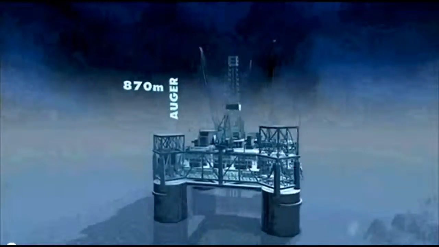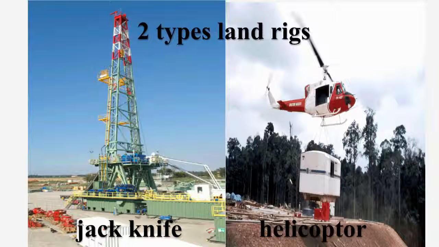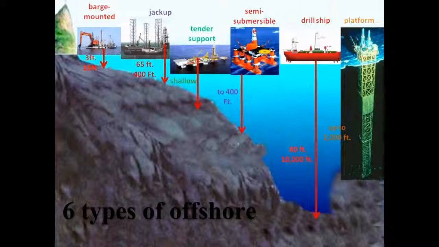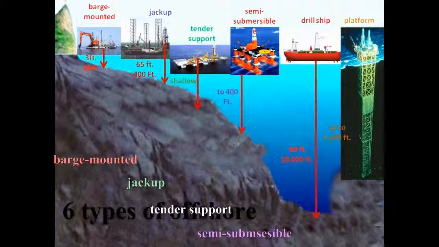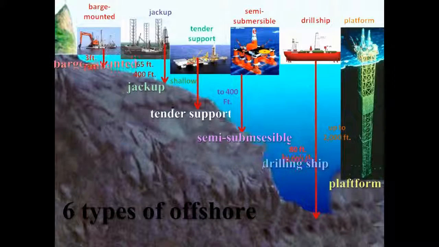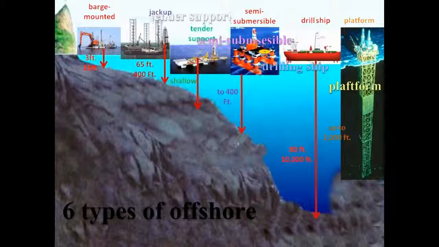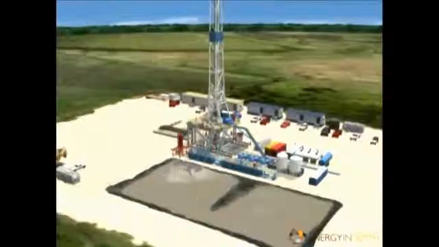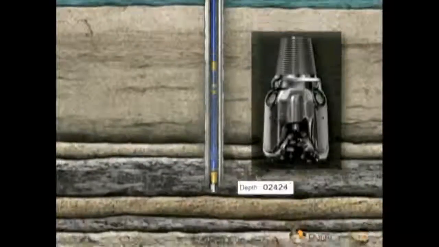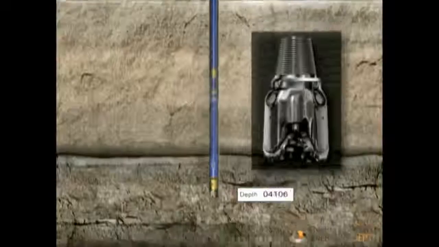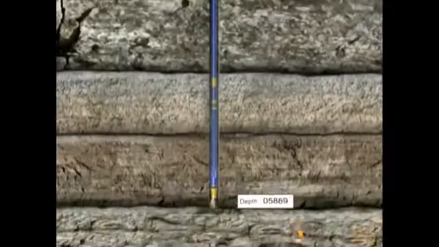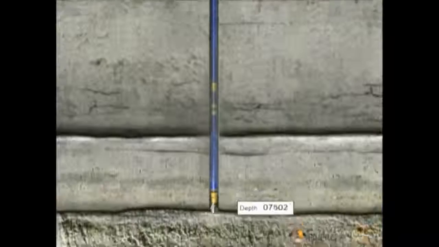As you can see, there are many different types of rigs depending on the needs of your drilling program. On land, there are two, the jackknife and helicopter rigs. On water, there are six: the barge-mounted rigs, the jackup rigs, the tender-supported rigs, the semi-submersible rigs, the drill ship rigs, and the permanent platform rigs. Built to better meet the needs of the many different locations and conditions, all drilling rigs work basically in the same way and are made up of the same basic components supporting 5 basic systems.